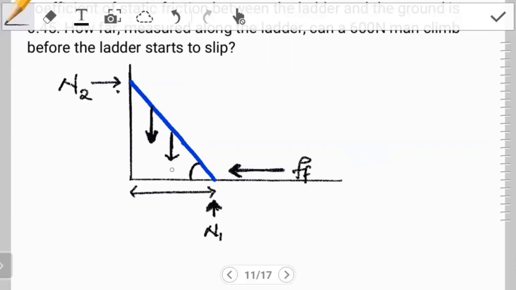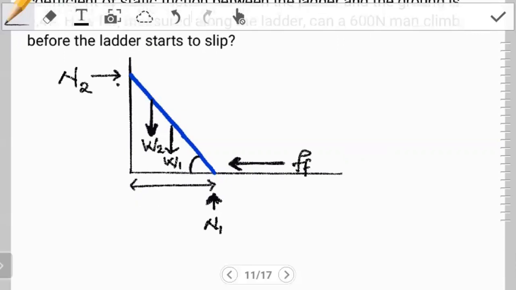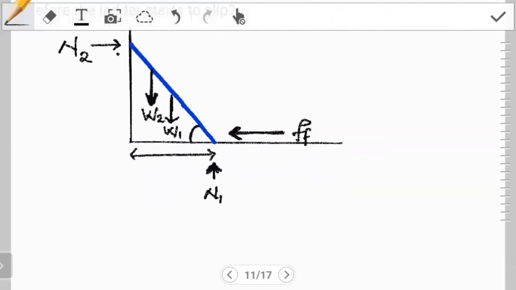These are weights. This is the weight of the ladder. I'm going to label it W1. This is the weight of the man who is climbing the ladder. I'm going to label it as W2. Okay. Now, since the ladder is not supposed to slip, meaning it's not moving, the sum of these forces must equate to 0. That's just obvious.